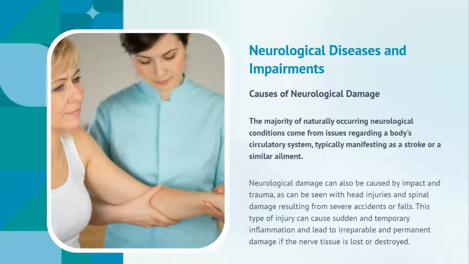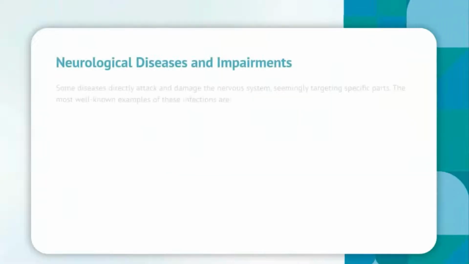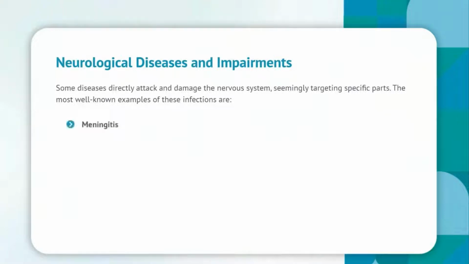This type of injury can cause sudden and temporary inflammation and lead to irreparable and permanent damage if the nerve tissue is lost or destroyed. Some diseases directly attack and damage the nervous system, seemingly targeting specific parts. The most well-known examples of these infections are meningitis, syphilis, tuberculosis, poliomyelitis.